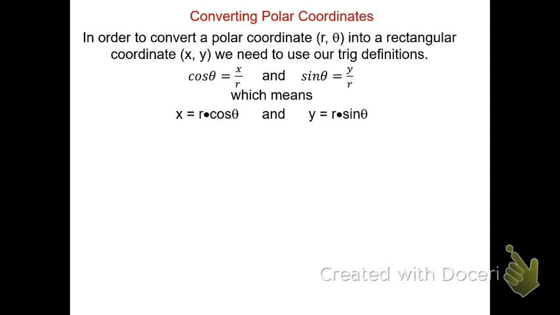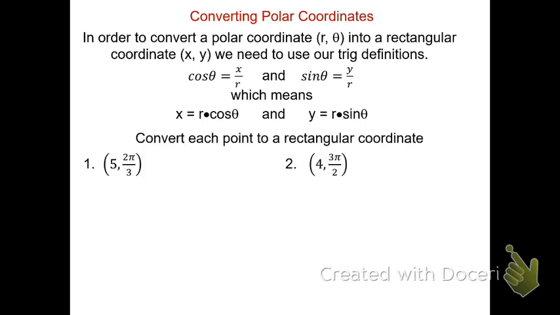Now, if we're given the radius and the angle in polar coordinates, it's going to be real quick to convert these to x and y using the sine and cosines. So let's look at a couple examples. We're going to convert 5, 2 pi over 3 and 4, 3 pi over 2 to the rectangular coordinate system. All right, so let's do example number 1 here.